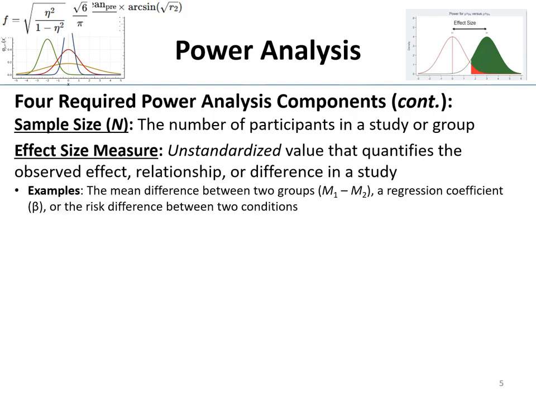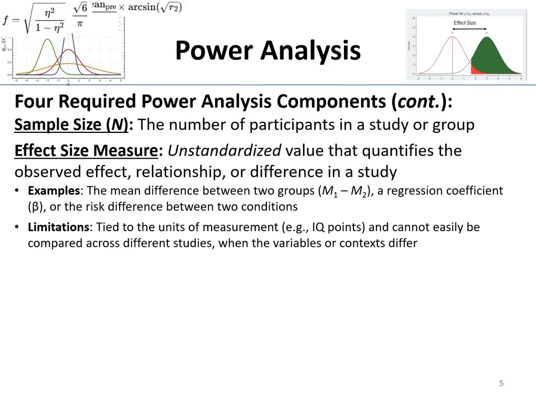So some examples of that, well, if you get the mean difference between two groups, just mean 1 minus mean 2, that is an effect size measure. A raw regression coefficient is an effect size measure. The risk difference between two conditions is an effect size measure. So these have limitations. Specifically, they're tied to the unit of measurement. So if it's IQ, they're tied to IQ points. You would get a difference in mean IQ points.